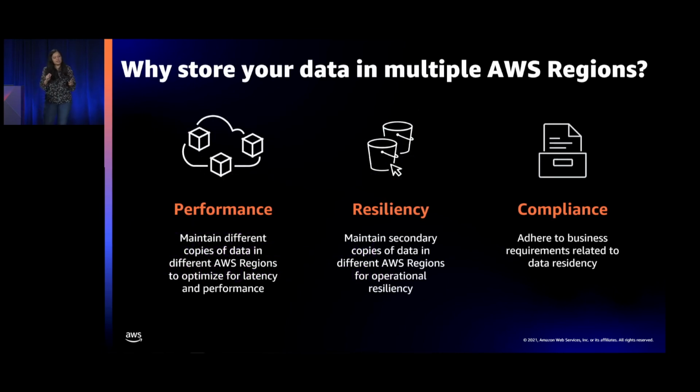So at S3, we are seeing an increasing need from customers to store their data across multiple AWS regions. And there are a few reasons for this. First is performance. A lot of applications today are global scale applications with users across geographies. And storing data in multiple regions improves performance for these applications since requests from these users can be routed to the storage that is closest to them, reducing latency and optimizing performance for your applications.